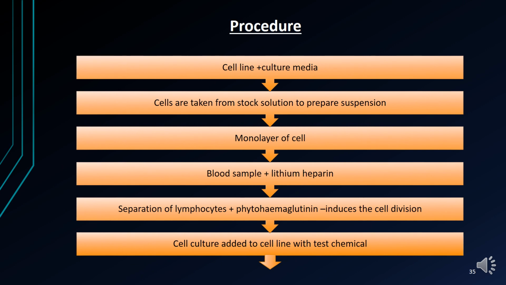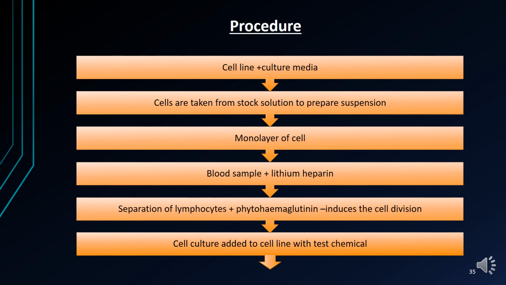So here, this is the procedure for the micronucleus test, which is the in vitro test. Here, we have to select the cell line plus culture media for it. Then those cells are taken from the stock solution to prepare the suspension. Here, the monolayer of cells will be formed.